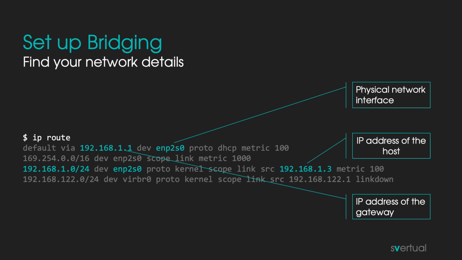First, you need to find your networking details. You can do that by issuing the ip route command from a console on your host, and it will produce output that looks similar to the output I've shown here. You need three pieces of information: the physical network interface, the IP address of the host, and the IP address of the gateway, which coincidentally is also the address of your network. We will use these pieces of information to set up the bridging on the host.